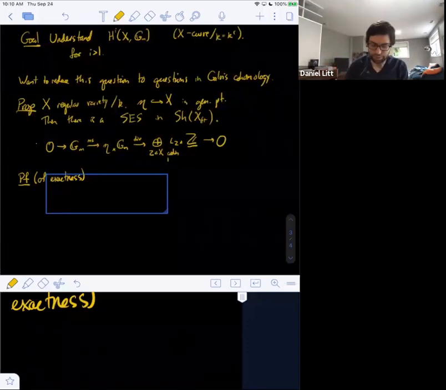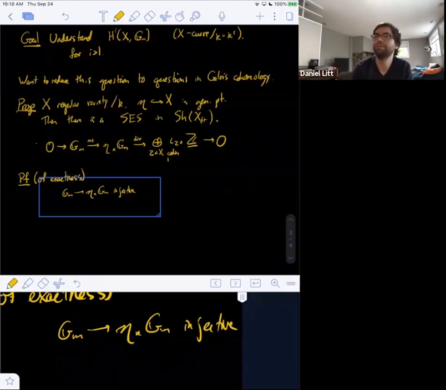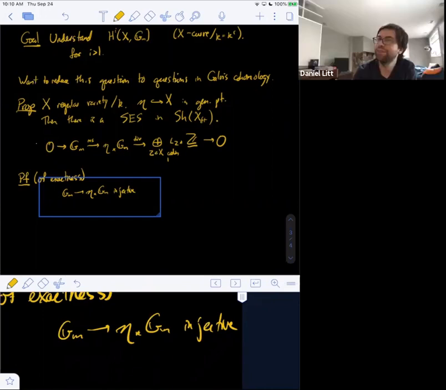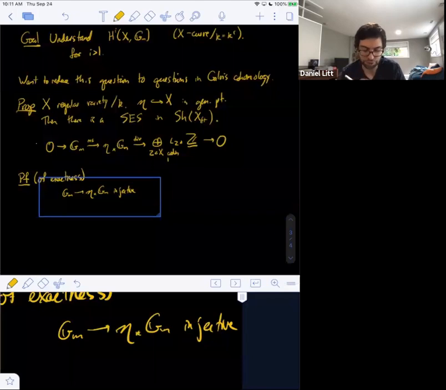So there's 3 things we have to do. First of all, we have to show that GM to eta lower star of GM is injective. So why is that? Separatedness or something? Can you say more? Because if two sections agree on the generic point, then they should agree on an open subset. I see. You're saying separatedness of the pre-sheaf GM.